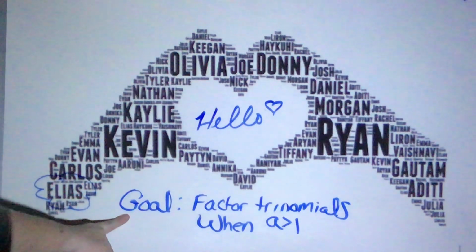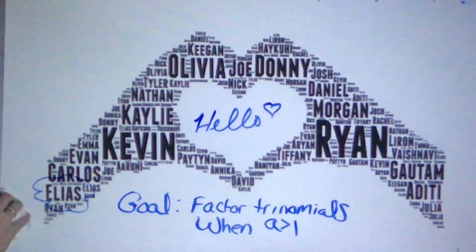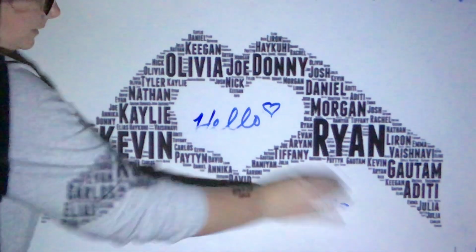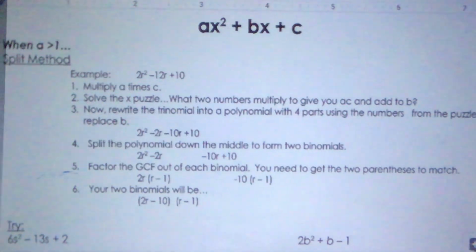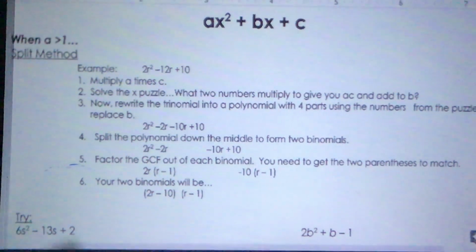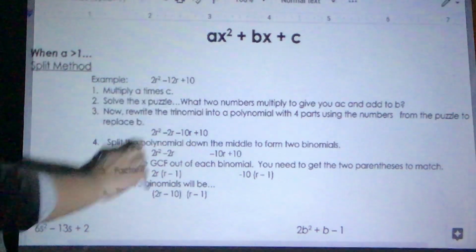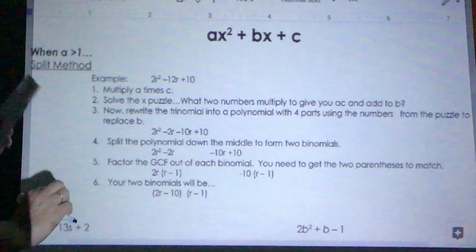Today's goal is that you can factor trinomials when A is greater than 1. So let's get started. Last week we were factoring trinomials, but all of the trinomials that we asked you to factor last week happened to have an A that was 1. And you'll see what makes the other ones different today.